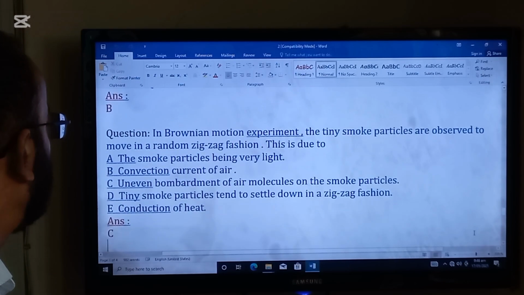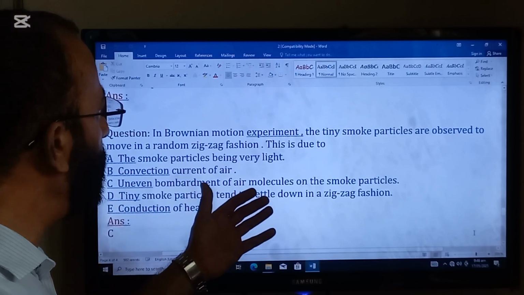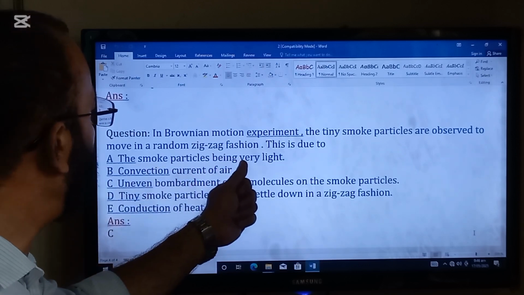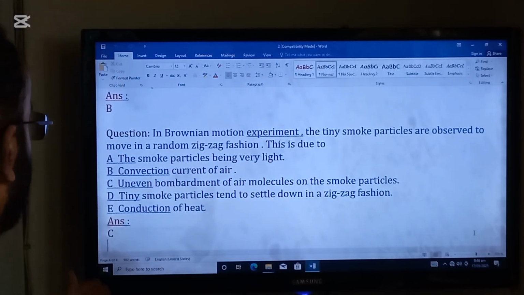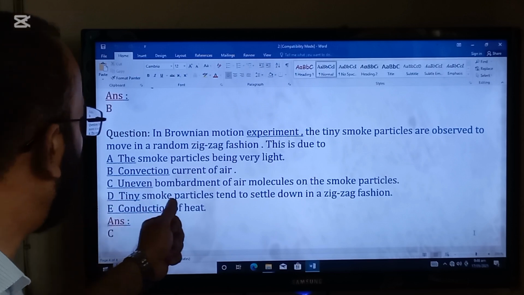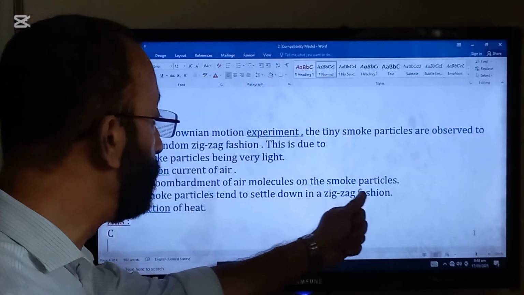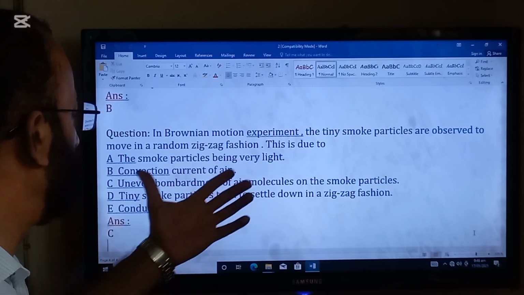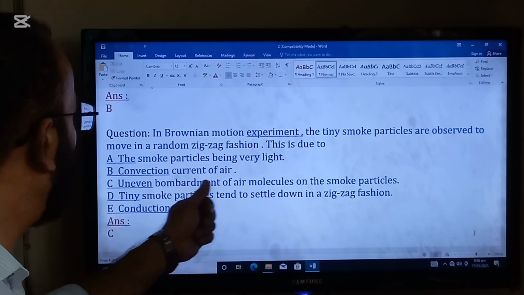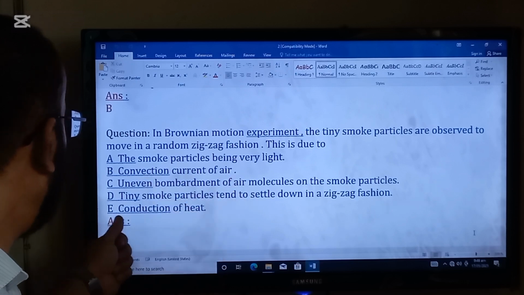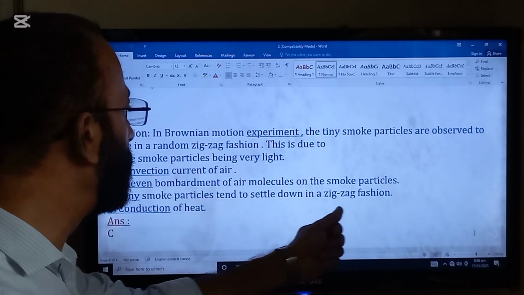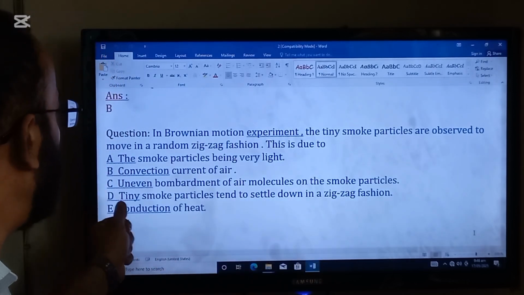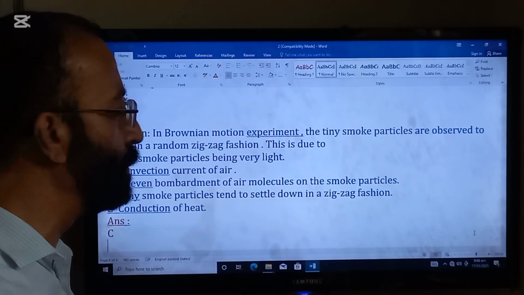Another question is here, that is, in a Brownian motion experiment, the tiny smoke particles are observed to move in a random zigzag fashion. This is due to, C option is right, that is, uneven bombardment of the air molecules on the smoke particles. A option is, the smoke particles being very light. Wrong. B option is, convection current of the air. Wrong. D option is, tiny smoke particles tend to settle down in a zigzag fashion. Wrong. Conduction of the heat. Wrong. C option is very right, uneven bombardment of the air molecules on the smoke particles.